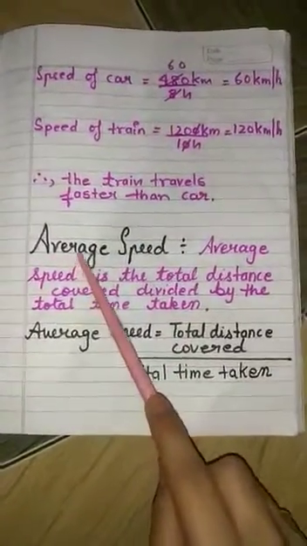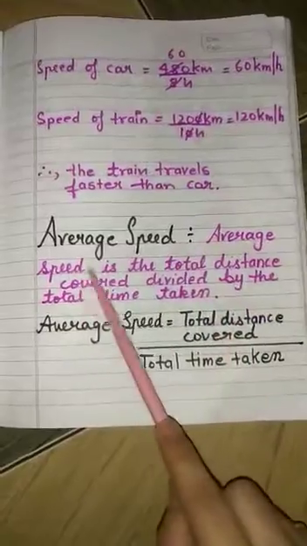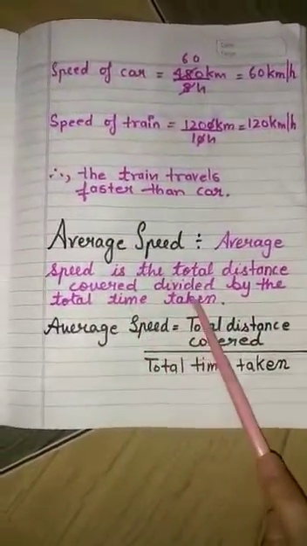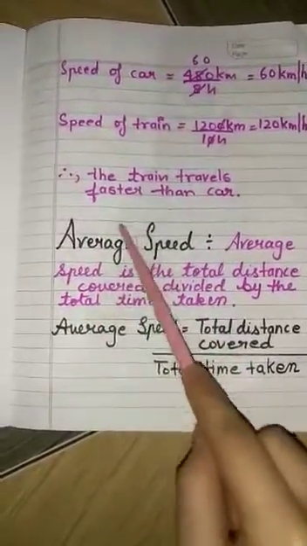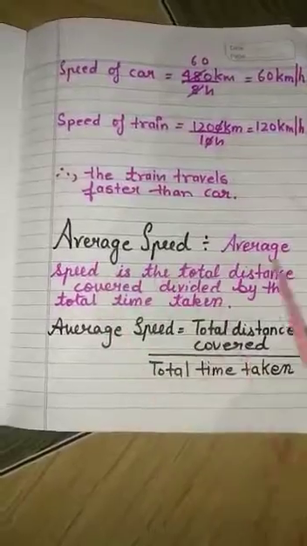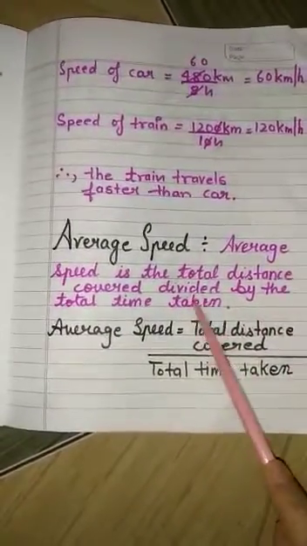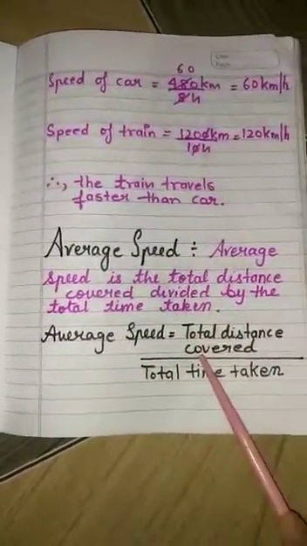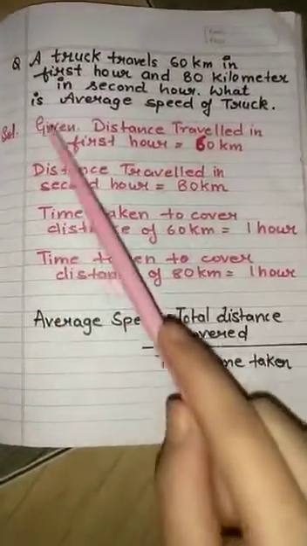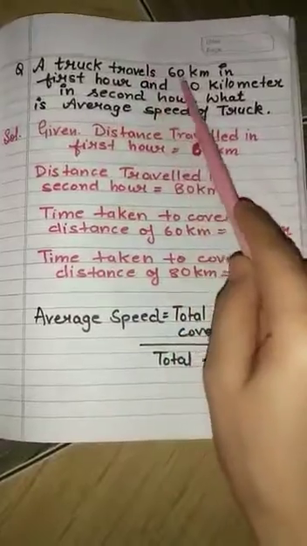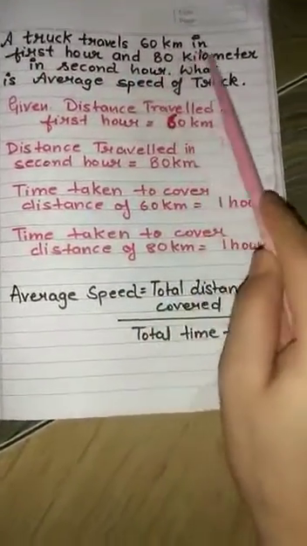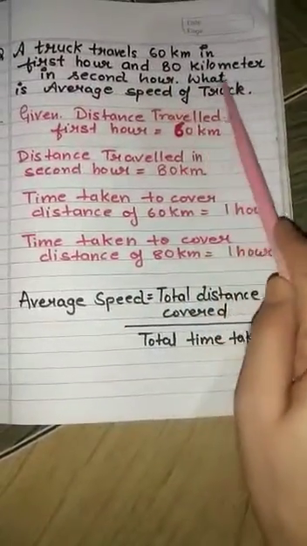The other topic is average speed. Average speed is the total distance covered divided by the total time taken. Average means total. So in average speed, total distance is divided by the total time taken. Let's solve one numerical based on average speed. A truck travels 60 km in the first hour and 80 km in the second hour. What is the average speed of the truck?